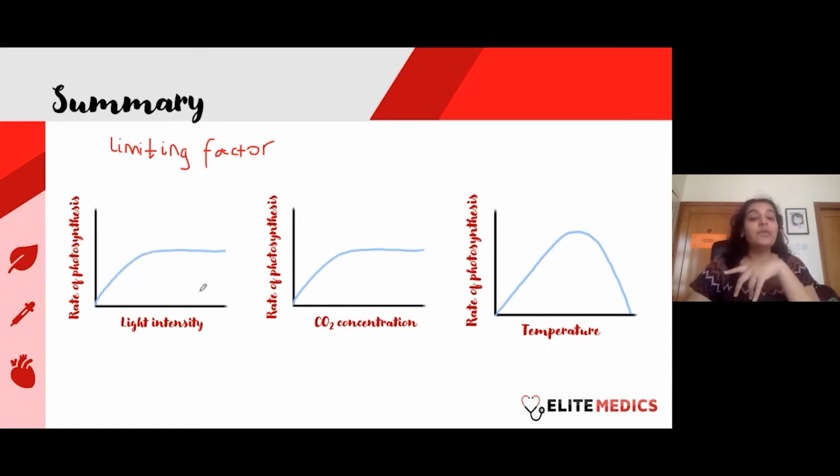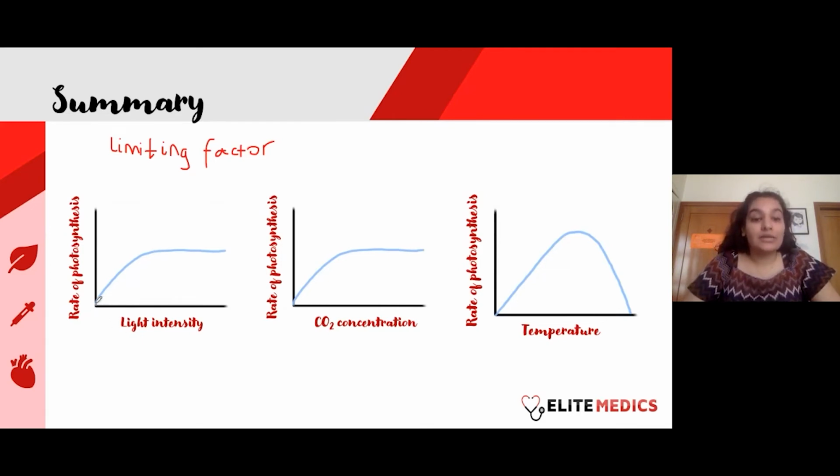So for example, when we do these kinds of reactions, when we're looking at the differences between different factors, we have to keep things as balanced and as controlled as possible. So if we're looking at the effect of different amounts of light intensity on the rate of photosynthesis, everything else has to be the same, including CO2 concentration.